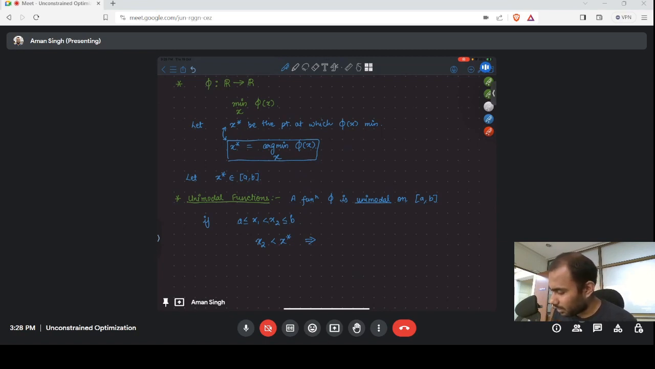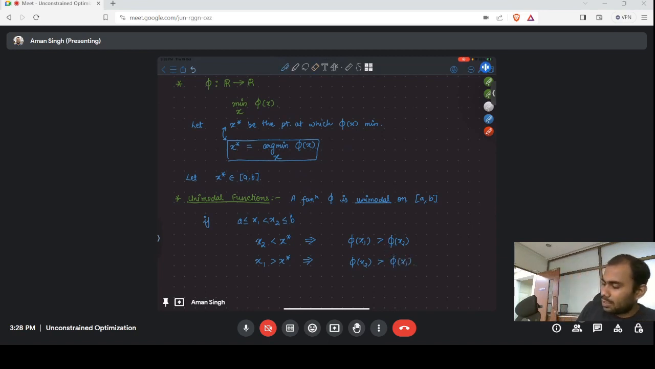If x2 is less than x star, then phi(x1) is greater than phi(x2), and if x1 is greater than x star, which means both x1 and x2 are greater than x star, then phi(x2) is greater than phi(x1). So this is the mathematical definition of a unimodal function.